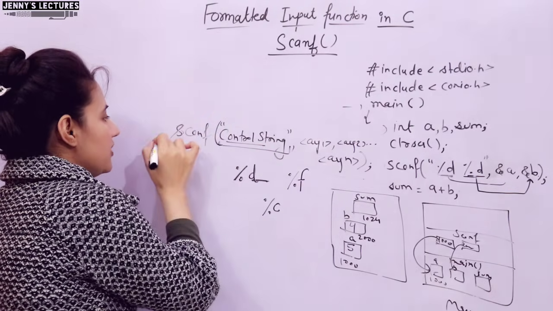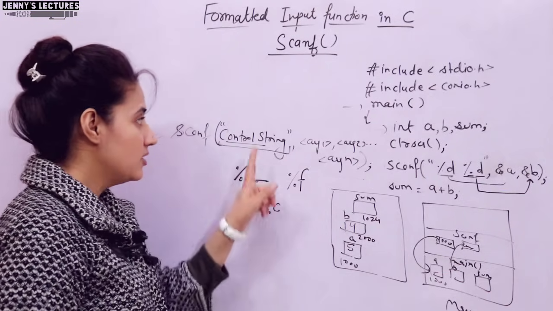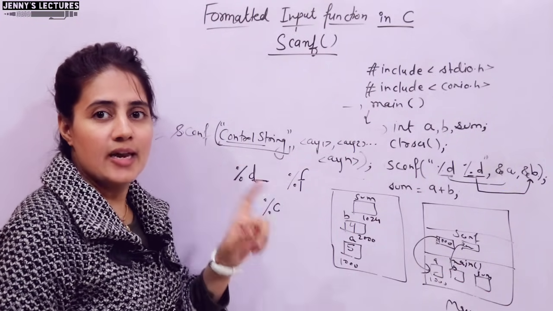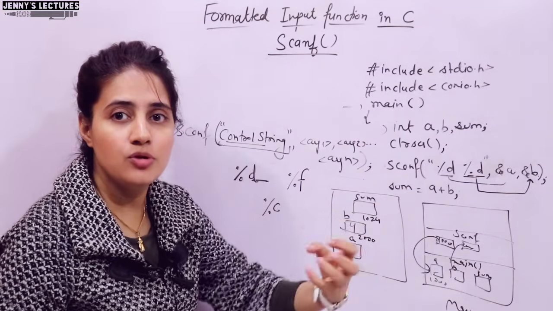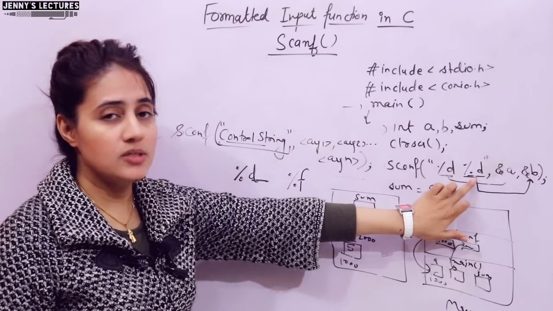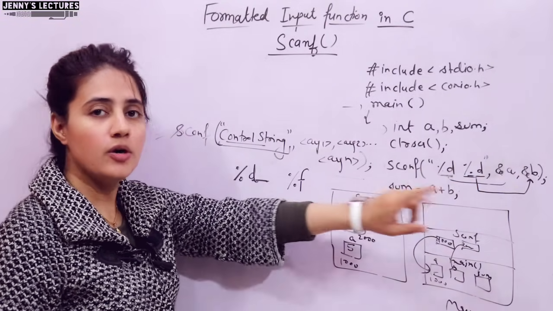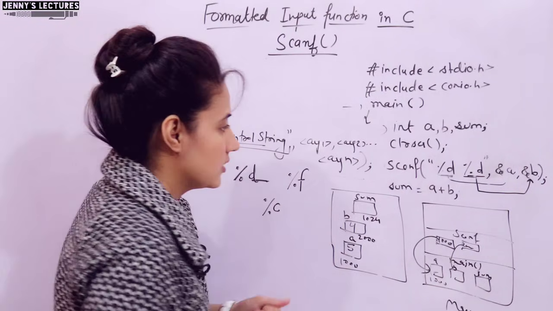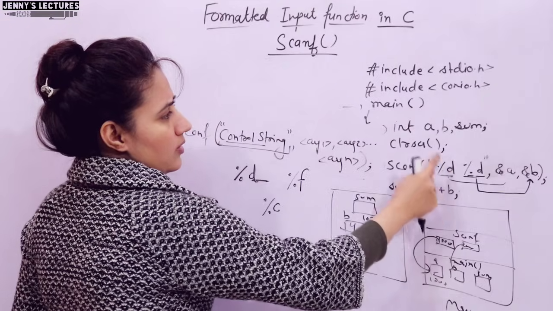And the interesting fact about the scanf function is what? This is a function. What value will it return? The scanf function will return the number of arguments, the number of inputs it is taking from the user. Here how many inputs is it taking from the user? 1 and 2, 2 inputs. So it will return 2. How you can print that value, that also we'll discuss later. Now %d is for integer.